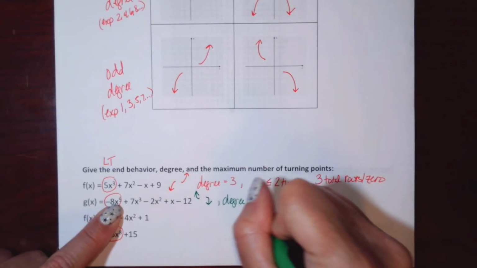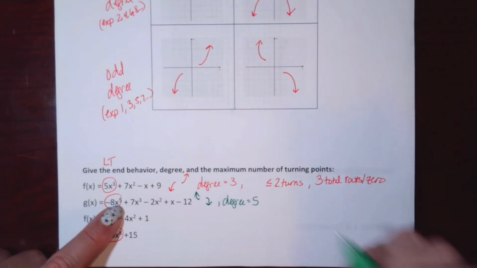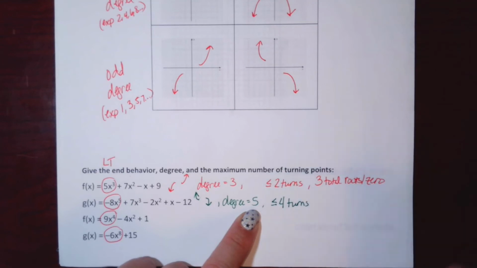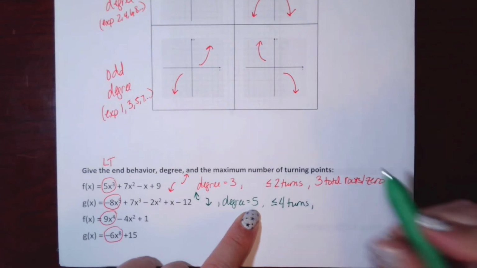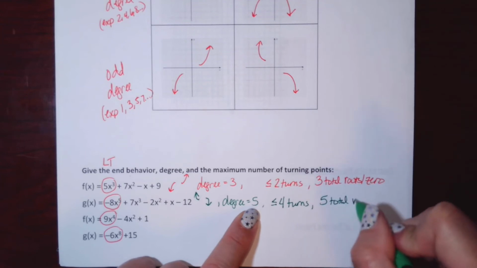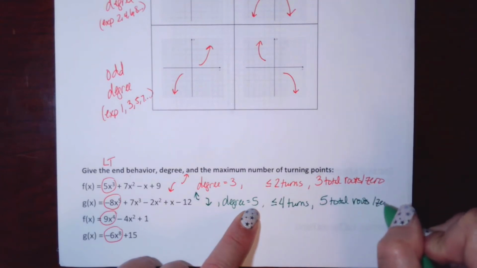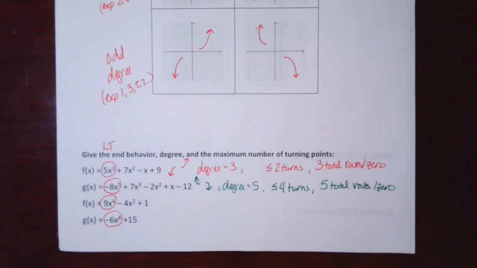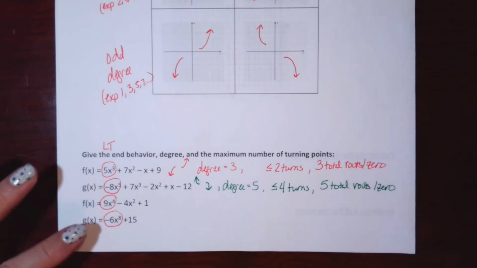This degree is 5 because my largest exponent is 5, which means that I'm going to have less than or equal to 4 turns, 1 less than that degree, and a total of my degree, 5 total roots, or zeros, places where I intercept the x-axis. Okay, pause your video, try the next 2, see how you do, and then restart to see if we agreed.